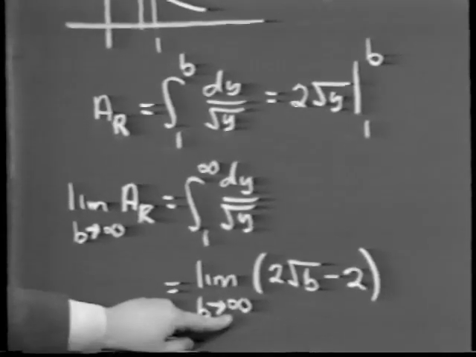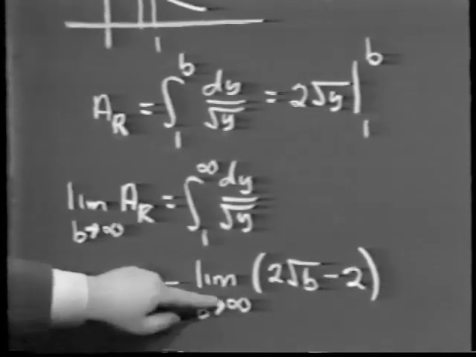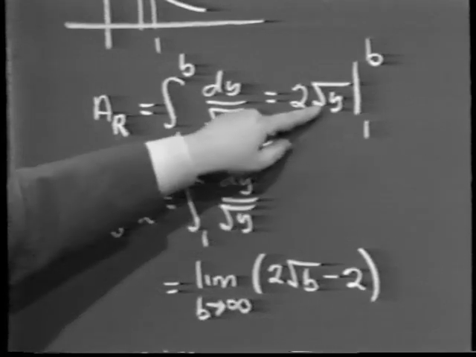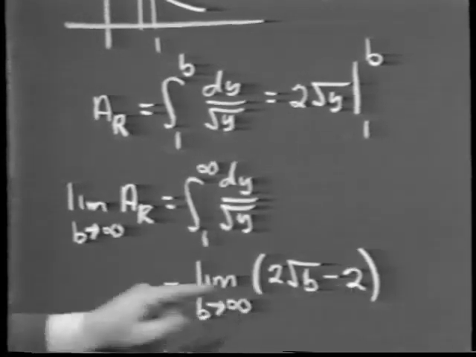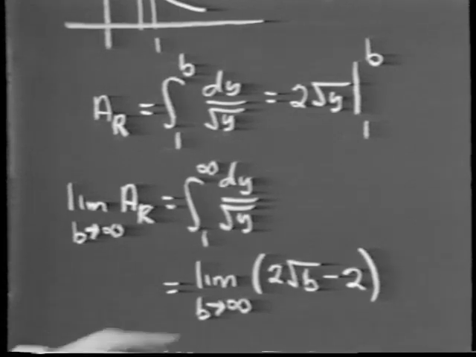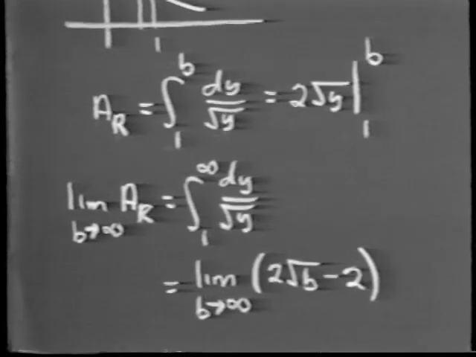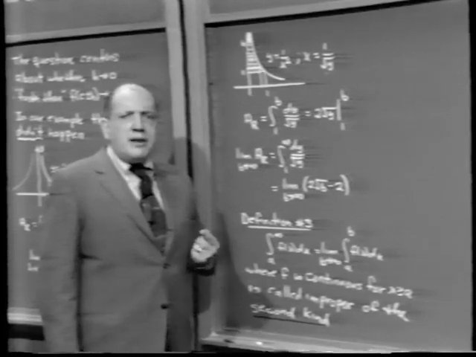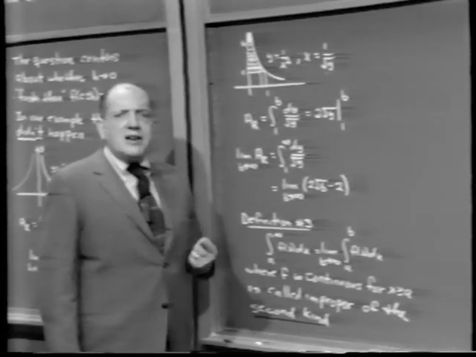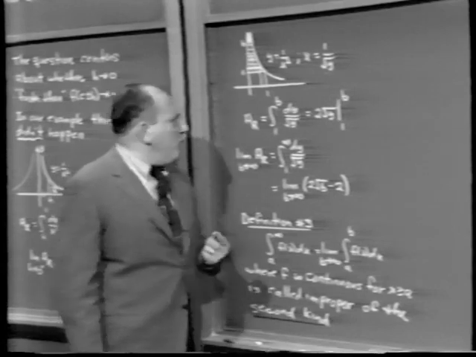For example, in this particular case, notice that as b goes to infinity, so does the square root of b. Therefore, 2 square roots of b minus 2 goes to infinity as b approaches infinity. And we find by a second method that the area of our region is infinite. And again, we have another kind of improper integral. But structurally, this improper integral is completely different from the improper integral that we had before.